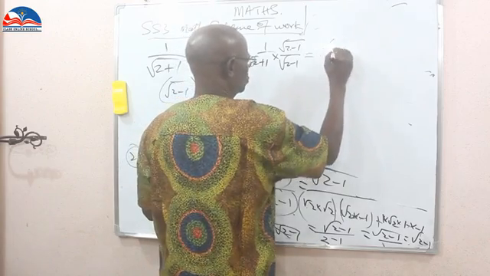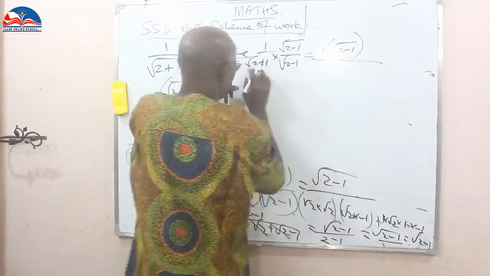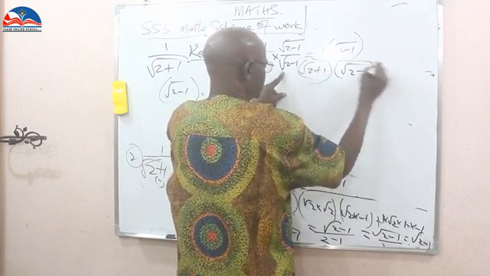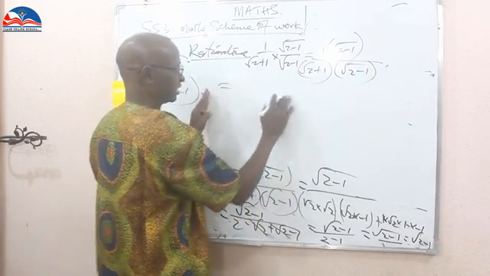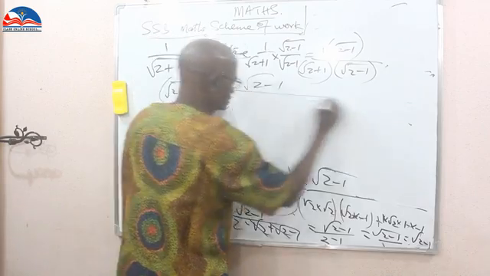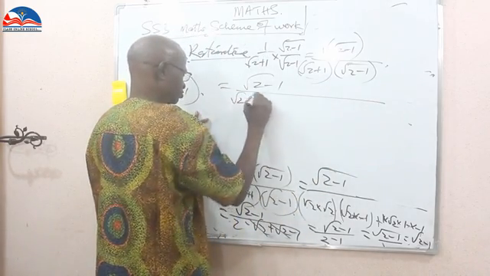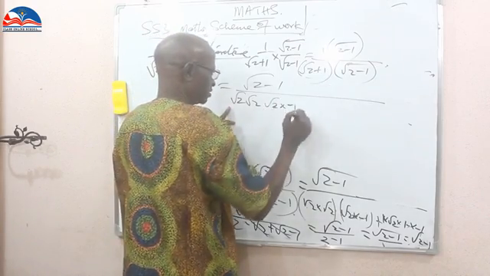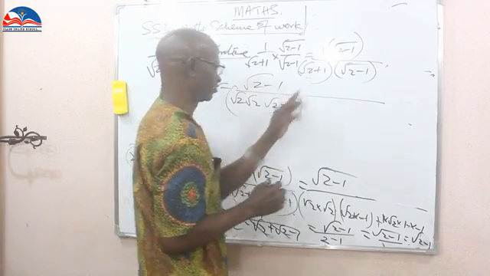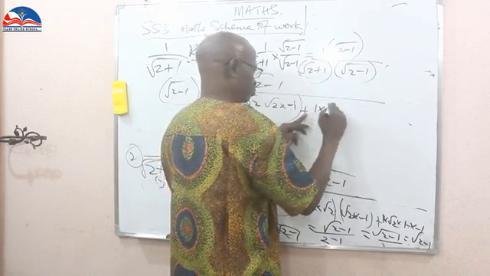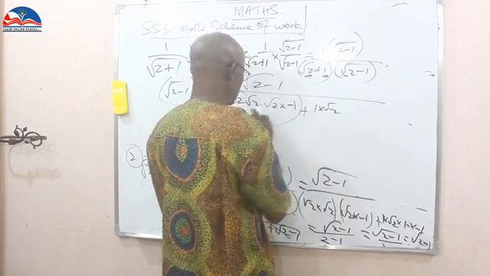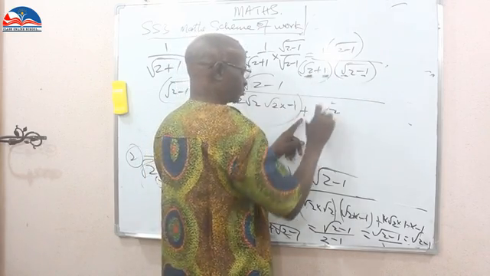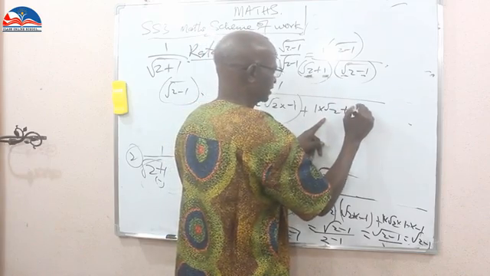1 times this is 1 into root 2 minus 1, all over root 2 plus 1 times root 2 minus 1. Let me use the first one. 1 times root 2 minus 1 on top. Root 2 times root 2 is this. Then root 2 times minus 1. That's the first one. The next one, plus 1 times root 2: root 2 times root 2 is this, root 2 times minus 1 is this. After using root 2, I now use 1. 1 times root 2 is this, and 1 times minus 1.